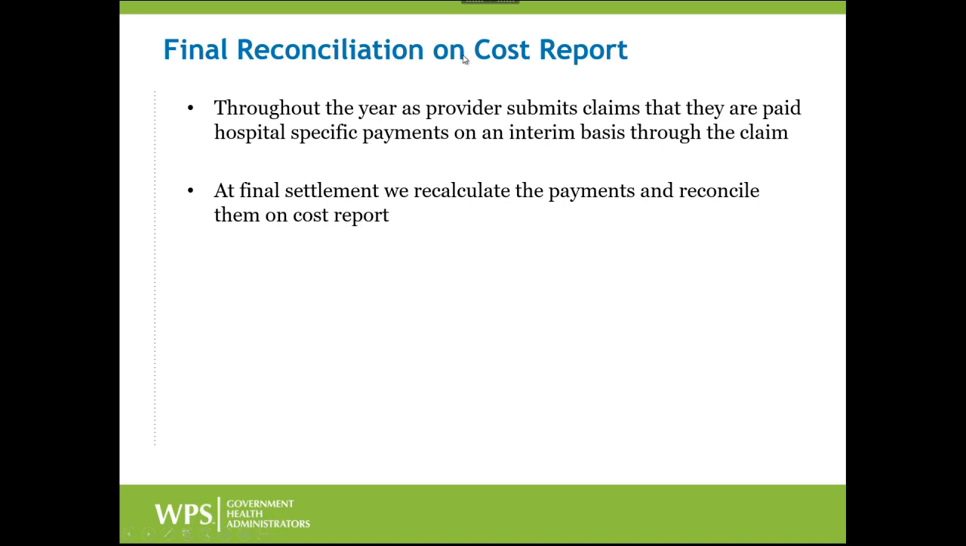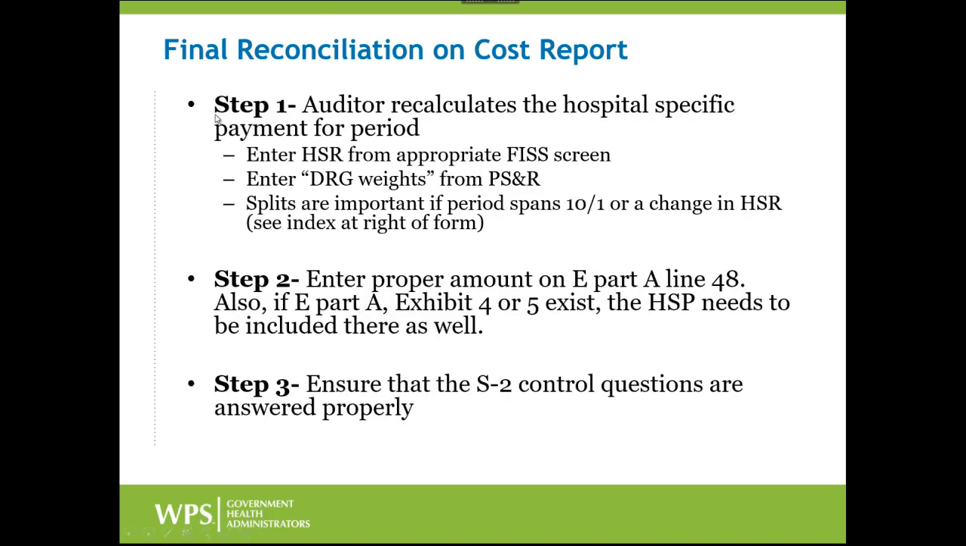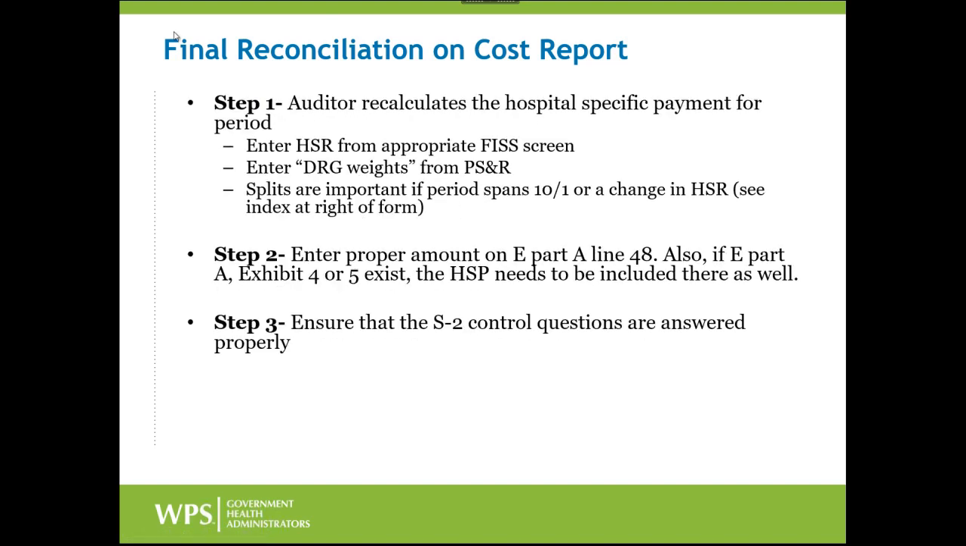Now, on the cost report, we're talking about all the claims that have happened throughout that cost reporting period, all the discharges, but it's basically an accumulation or an aggregation of all of those individual claim comparisons. Now we're adding it to the cost report. So again, this is final reconciliation. This is what the auditor will do at that point. So now we'll move forward to discuss the final reconciliation on the cost report.